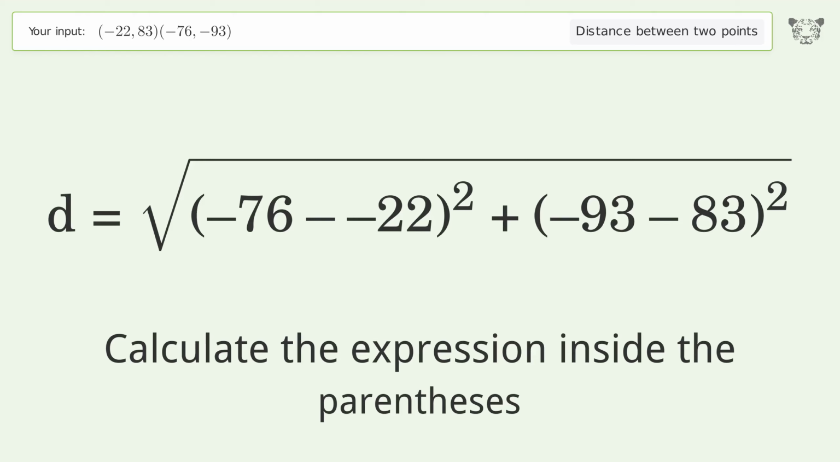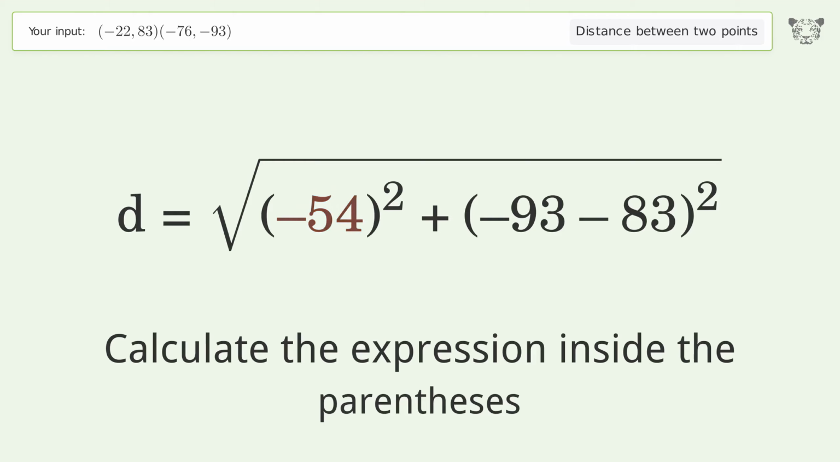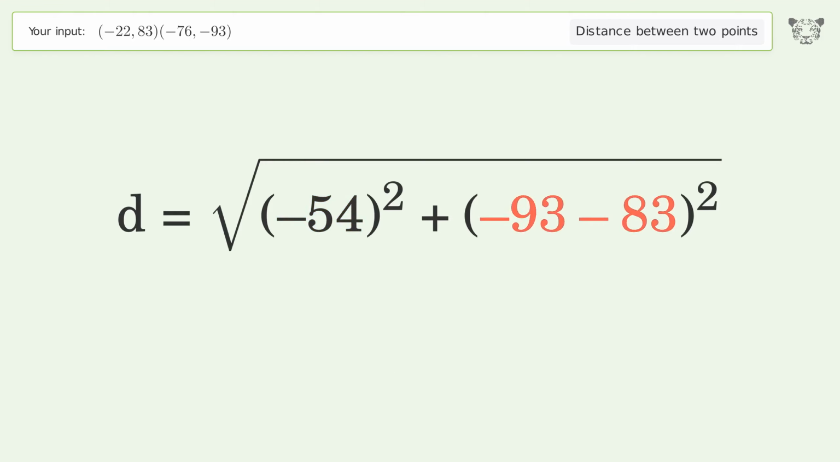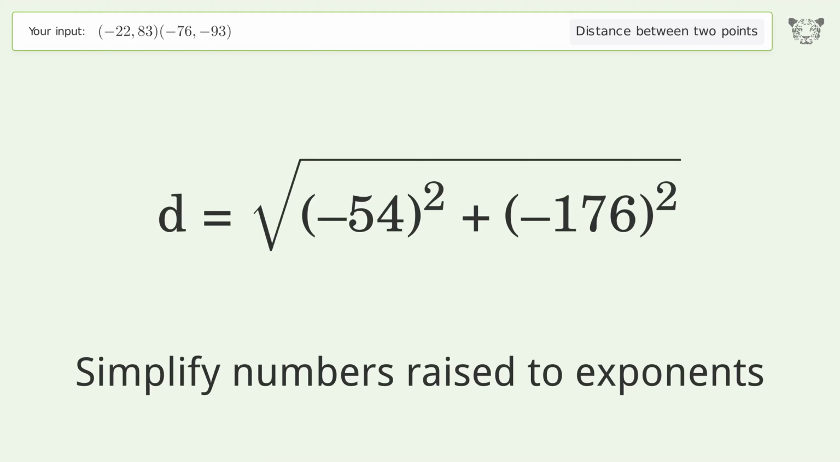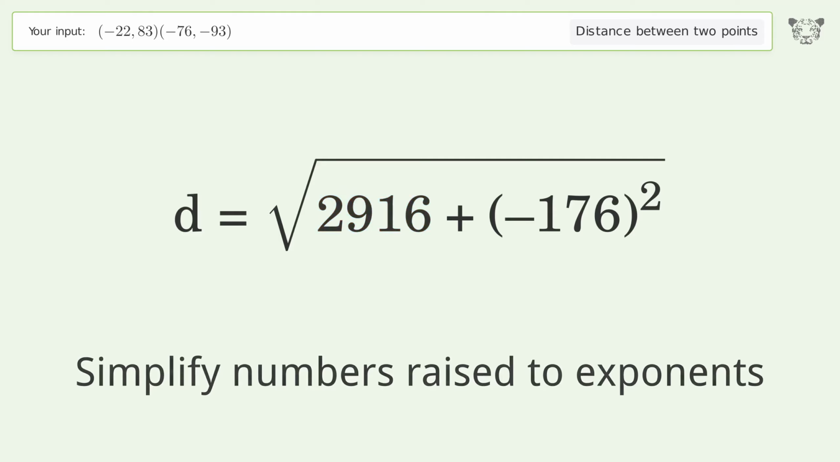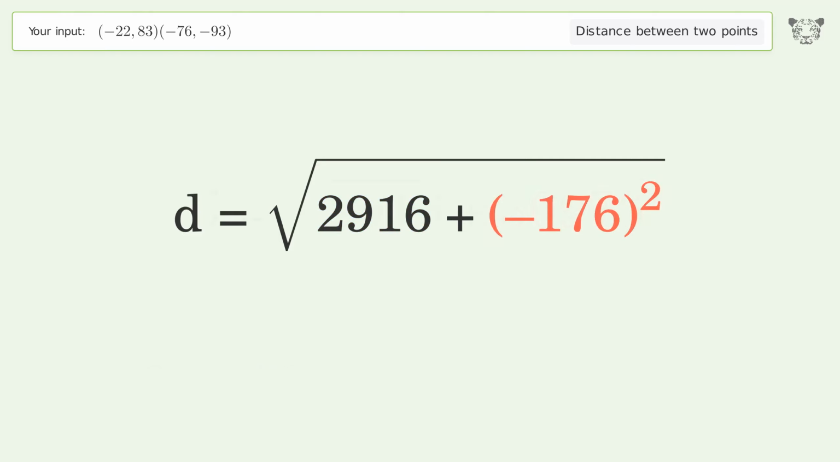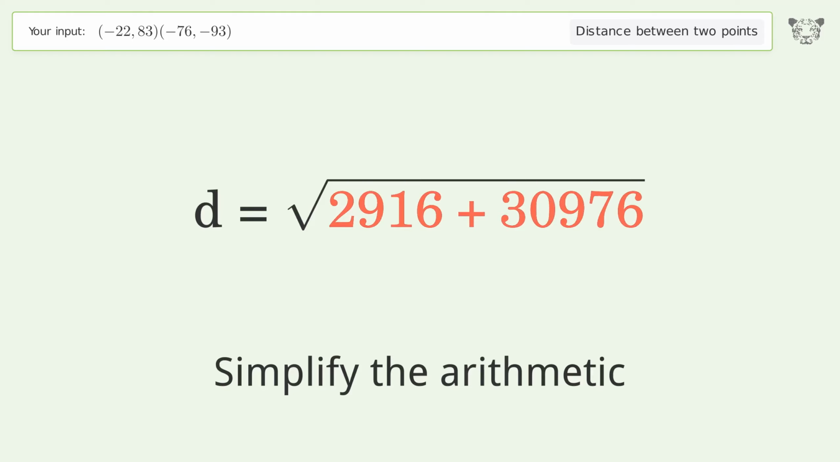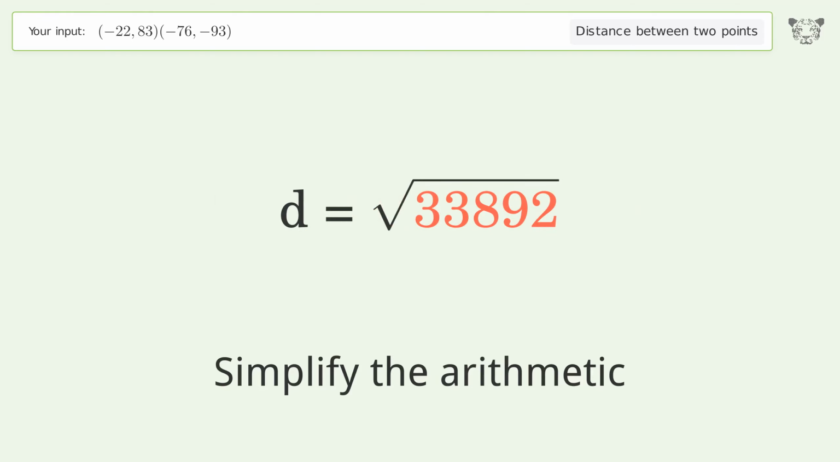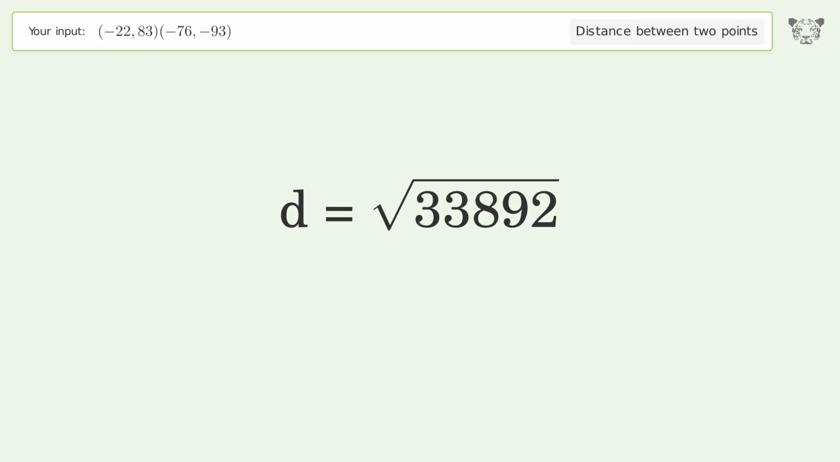Calculate the expression inside the parentheses. Simplify numbers raised to exponents. Simplify the arithmetic. And so the distance between the 2 points is the square root of 33,892 or 184.098.